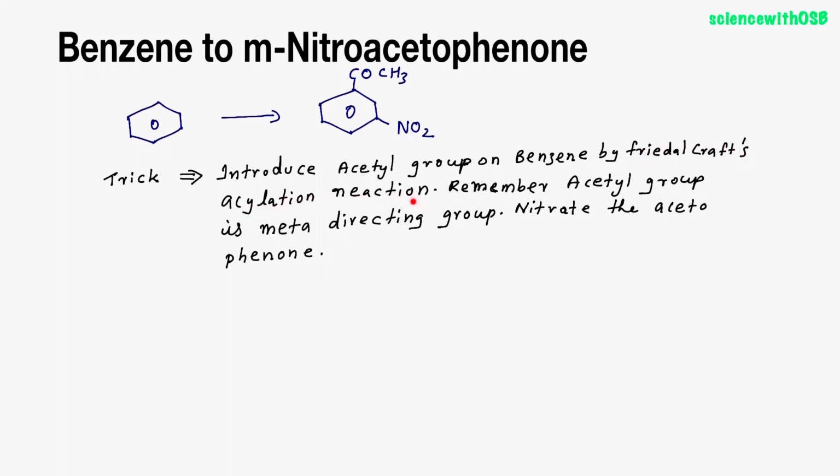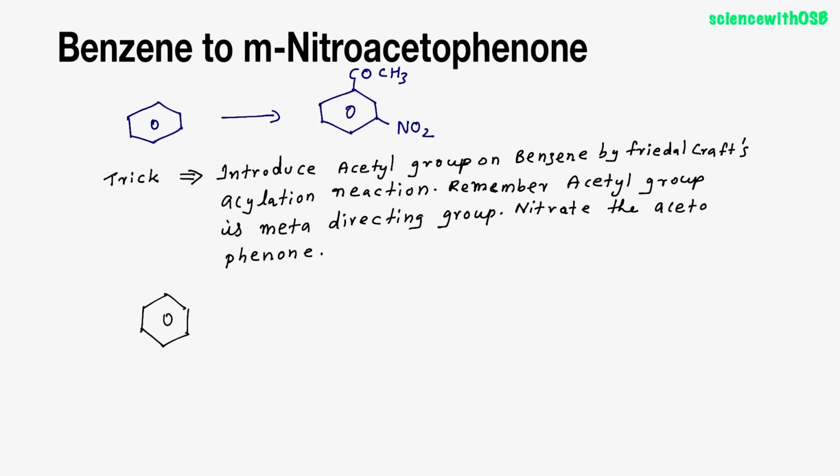So you will get what? Acetophenone. And remember, the acetyl group is a meta-directing group. So very easy, just introduce the NO2 group, and it will direct towards the meta position. Now we can do the conversion starting with benzene.